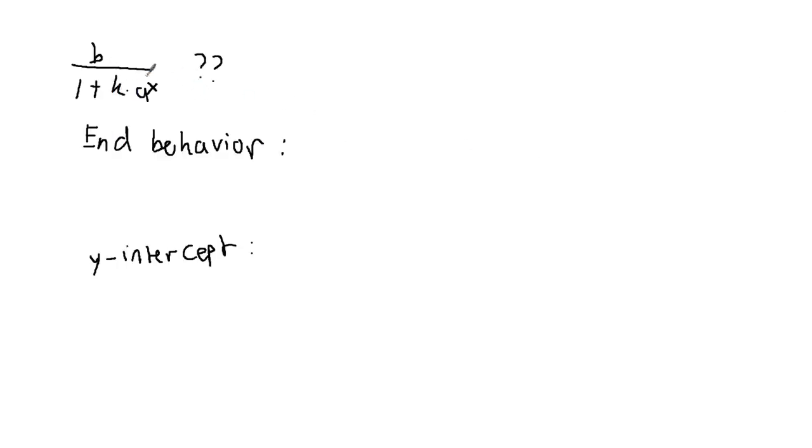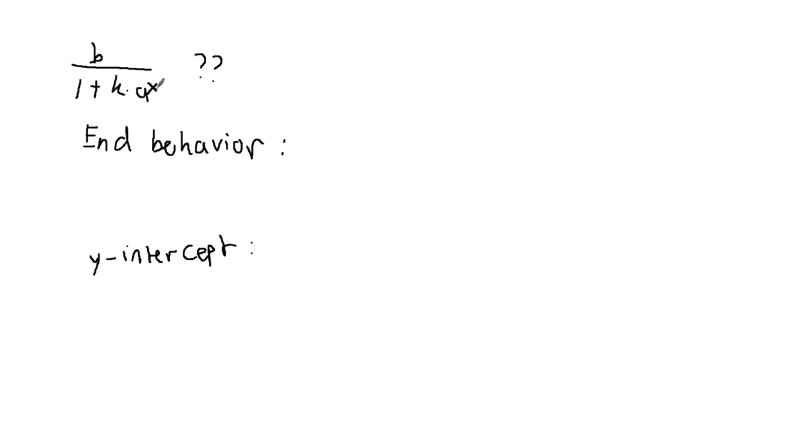End behavior, this is our next function. This is basically our logistic function right here. So what's the end behavior of this function, and what's the y-intercept of this function? I should have said b over 1 plus k times e to the minus x, but whatever. End behavior of a function. The end behavior of this, well, let's see.